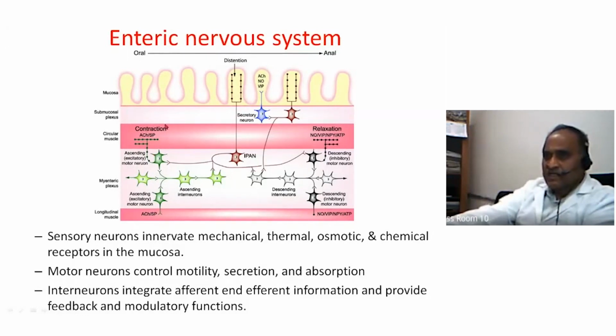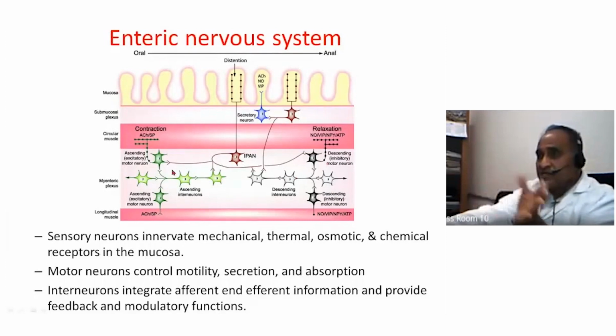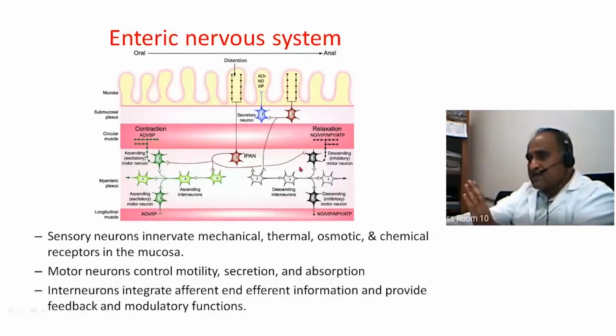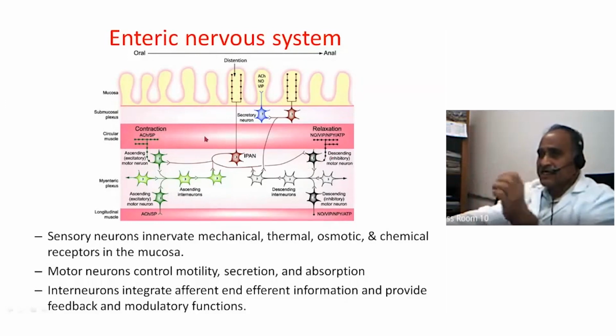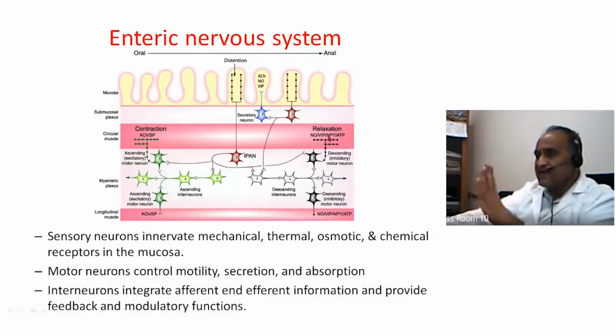Here we have cholinergic neurons. These cholinergic neurons are ascending excitatory motor neurons. These cholinergic neurons, with ACh and substance P, will produce the contraction. At the same time, because these are reciprocally innervated, they are innervated with another group of nerves which is relaxing. This is contracting and this is relaxing. If it were to propel from one side, the other side has to relax.